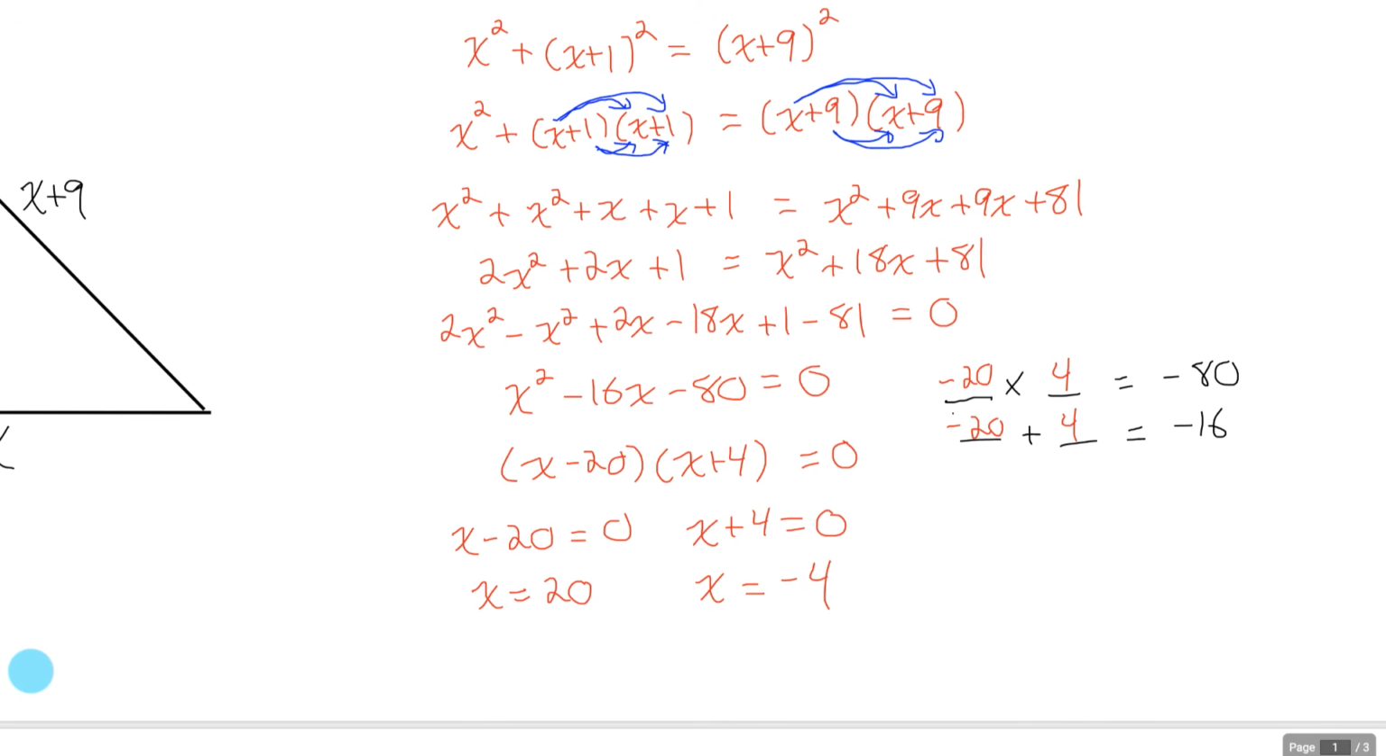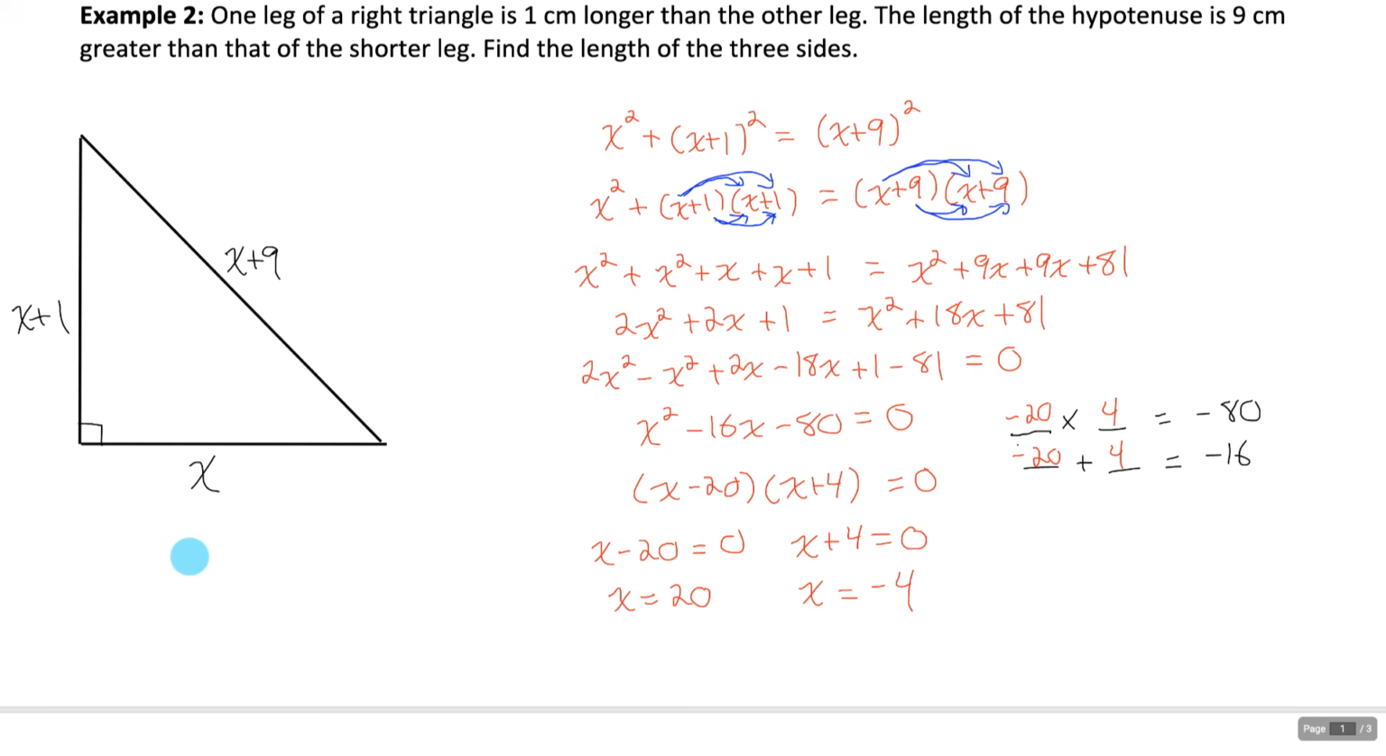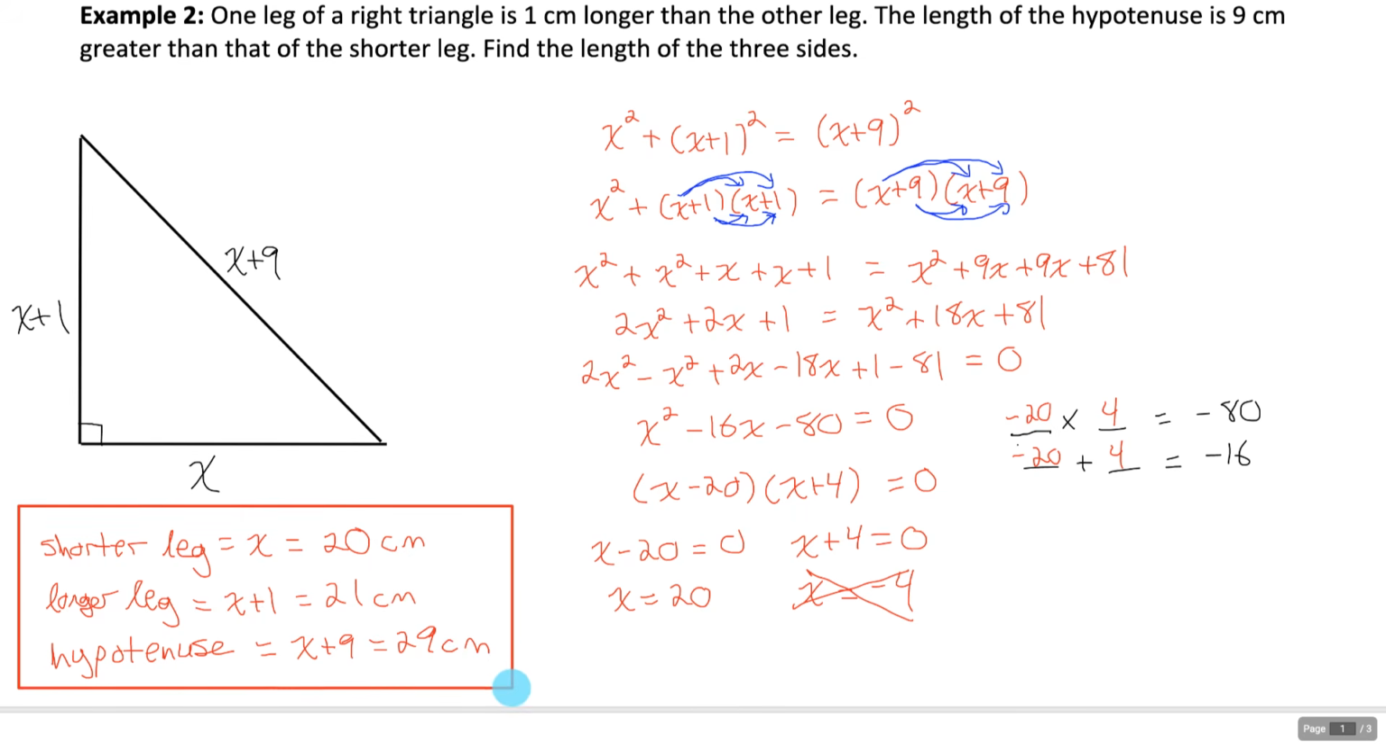And then we'll look at those answers and see how they relate to our question and see if they're both acceptable answers. The question wants us to find the length of all three sides. If x is negative 4, that would mean the first side is negative 4 centimeters. That doesn't make any sense in the context of this question. We can't have a negative length. But x could be 20. That would make the shorter leg equal to 20. It would make the longer leg equal to 21. And it would make the hypotenuse equal to 29. And I should write the units with all of these. These are all in centimeters. So there's my final answer. There are the lengths of all three sides.